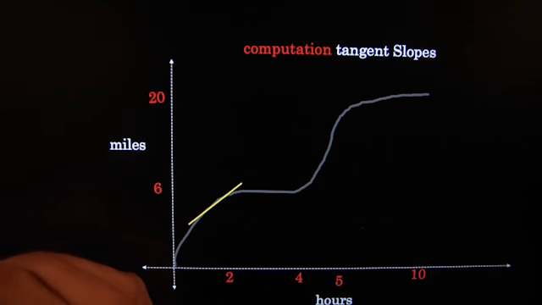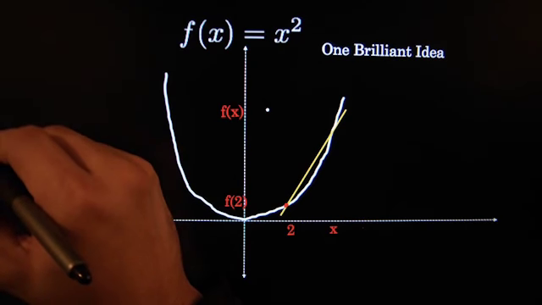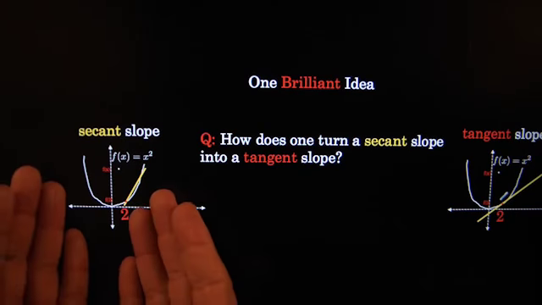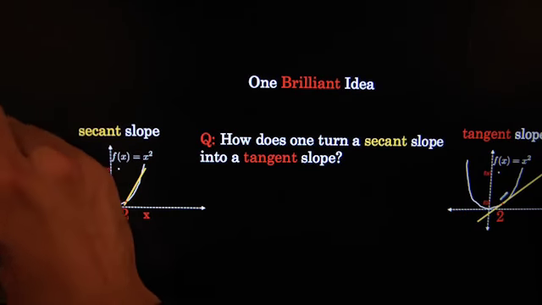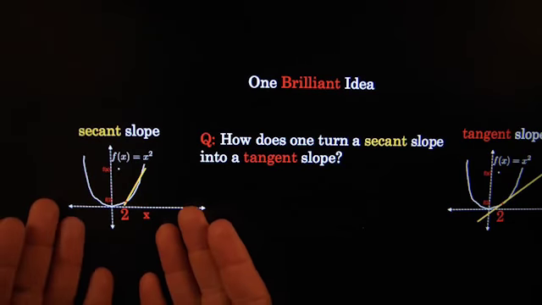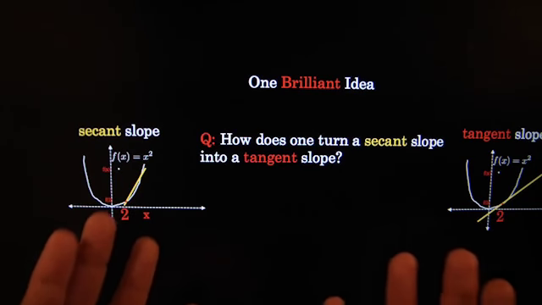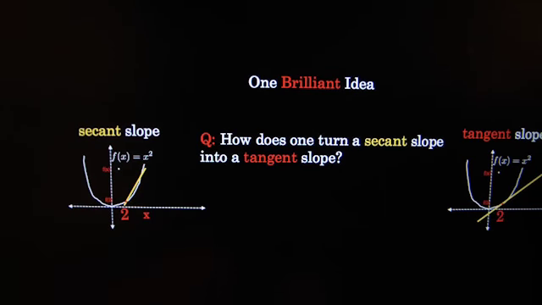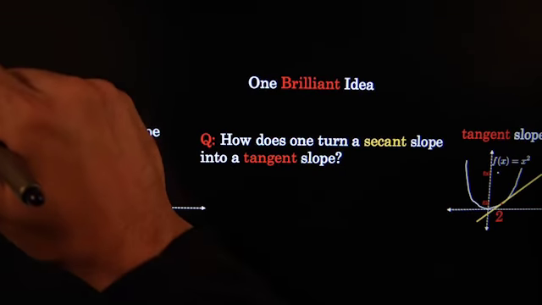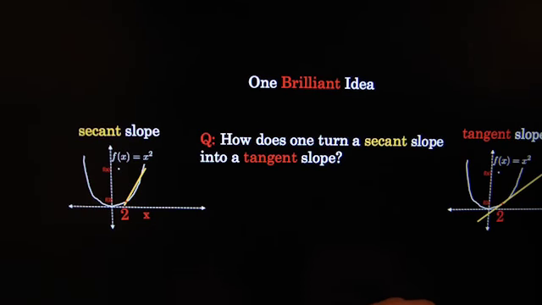And the relevant question will be, okay, so if you've got a secant slope, we need one brilliant idea so that we can turn that secant slope into a tangent slope. How do you turn a secant slope into a tangent slope? It's almost as simple as how do you turn milk into chocolate milk, except it's 1,000 times more brilliant. If we can do that today, we will call it a success. And if we can become super good at it, we'll be really successful. That's the idea.